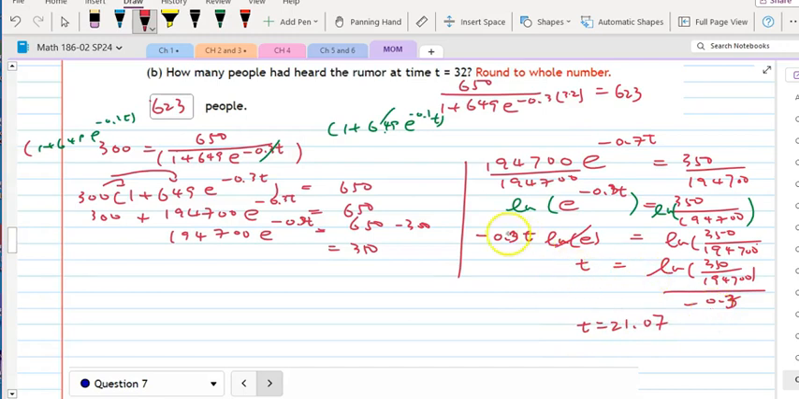This is 0.3, 0.3, 0.3. Yeah, this is not 0.7, 0.3.